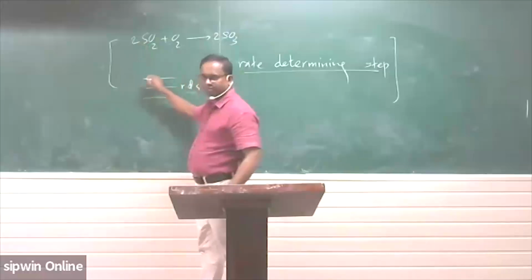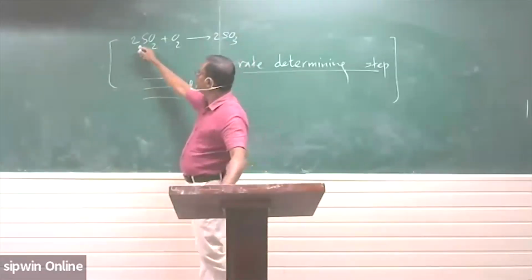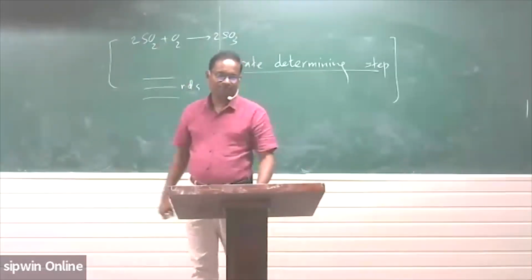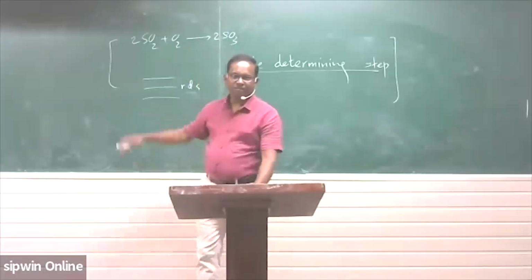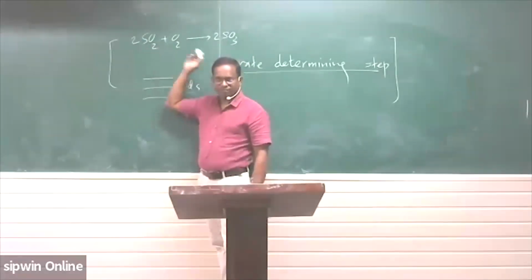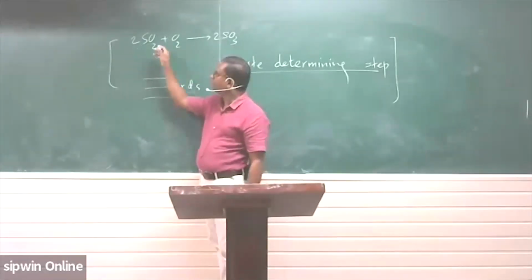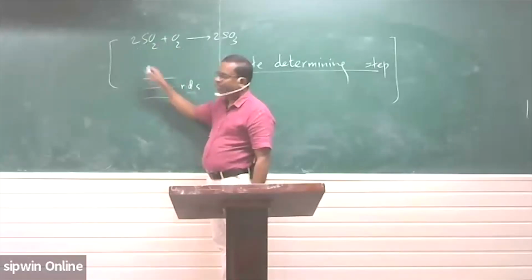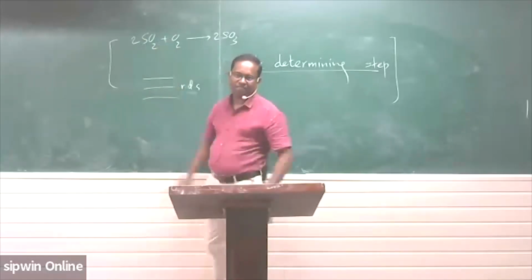This one happens in a number of steps. So molecularity means 2 plus 1, 3. No, not that one. For a multi-step reaction, this is the overall reaction. This one happens in a number of steps. Then you can't say molecularity equals 3 like that.